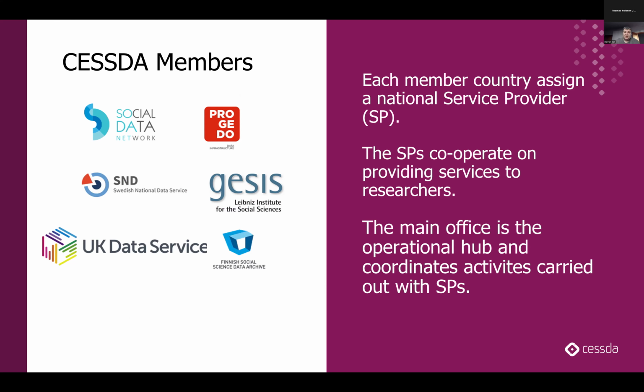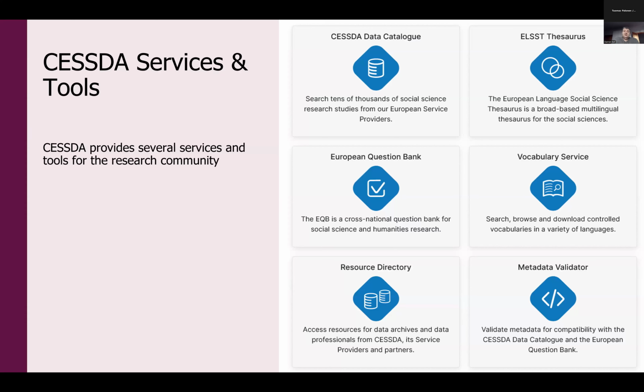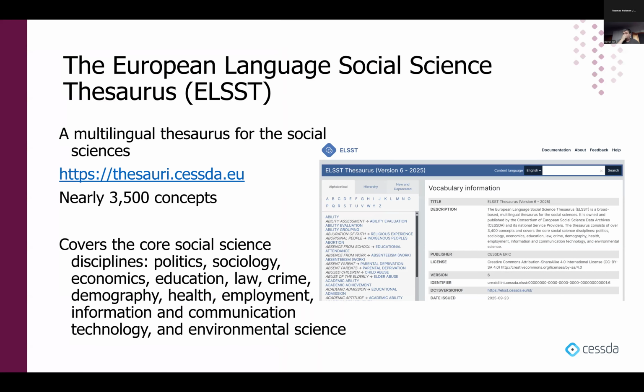providers or SPs. So there are a number of tools that CESSDA maintains, including the CESSDA data catalog, which is an aggregated catalog for all of the individual service providers. We have the CESSDA vocabulary service, which is a kind of in-house developed service for smaller vocabularies. The main topic that we're interested in today really is the ELST thesaurus, because that's the thing that's implemented on Skosmos. So that is a screenshot of the European Language Social Science Thesaurus.